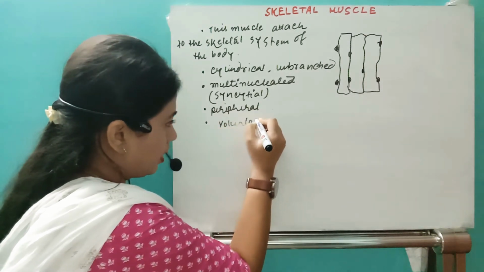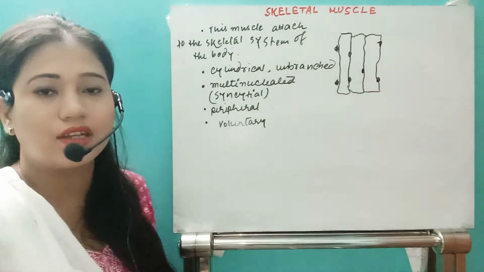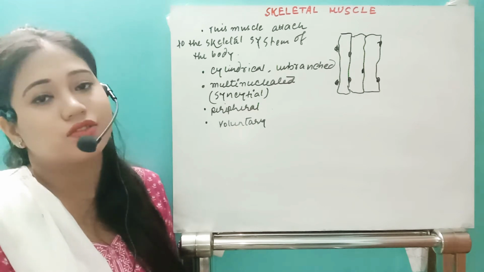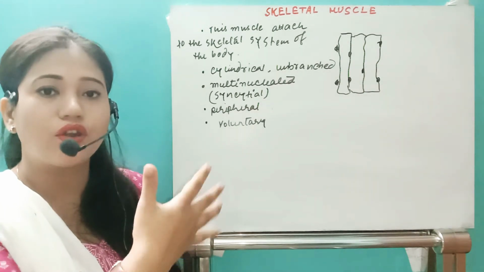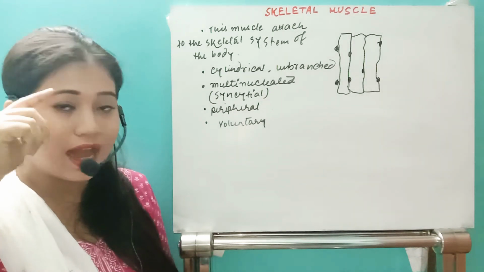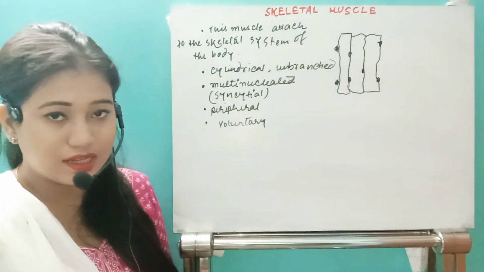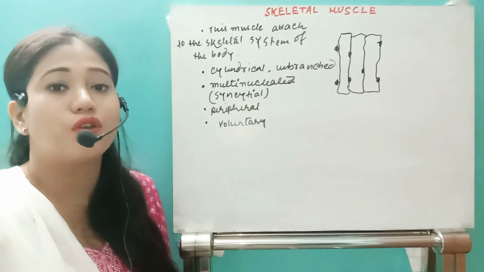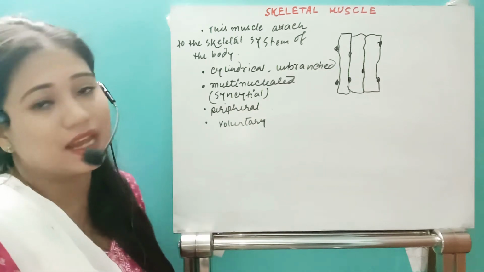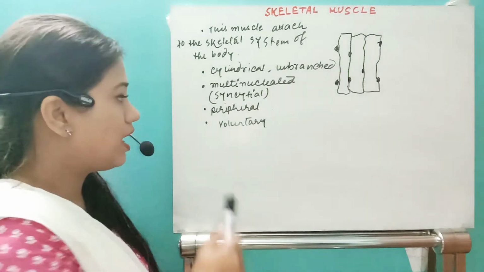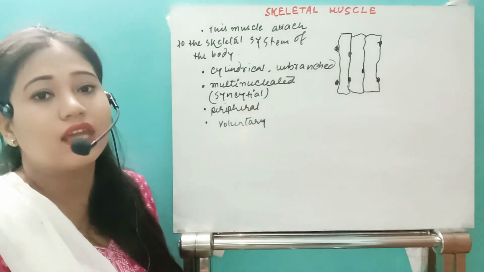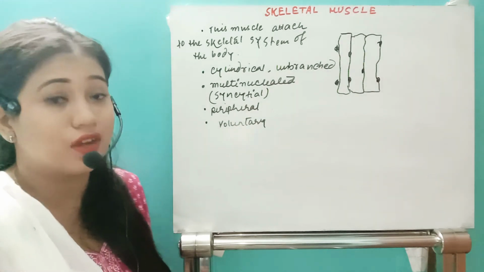Next characteristic, in case of the skeletal muscle, it is voluntary. Okay, so what is the voluntary characteristic? That according to our will, this muscle works. If you need to move your hand, you can. If you need to move, suppose, your eyelid, then also you can. Isn't that so? If you need to move your hind limb, you can. So how is this possible? This is the skeletal muscle characteristic, that it is voluntary. That means according to our will, it can undergo contraction and relaxation.